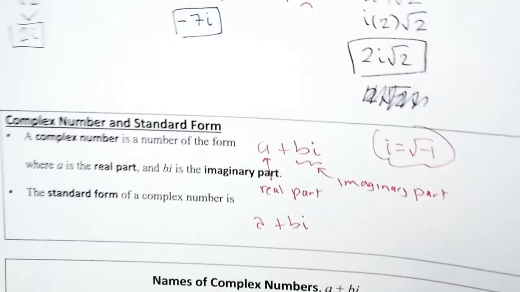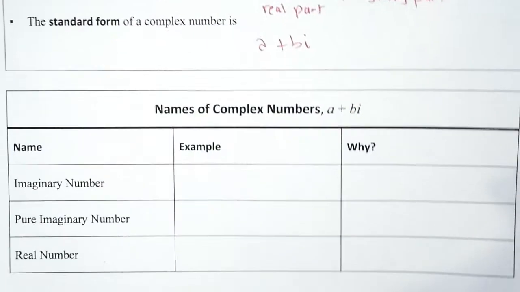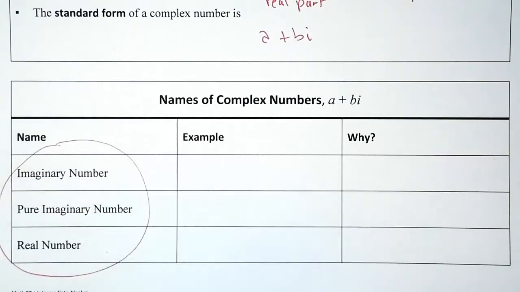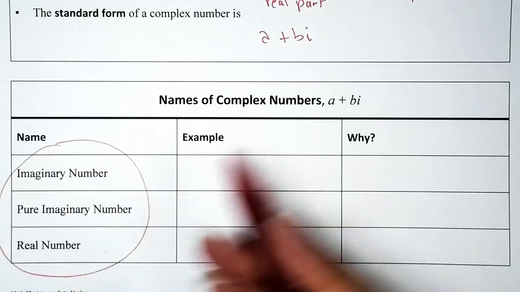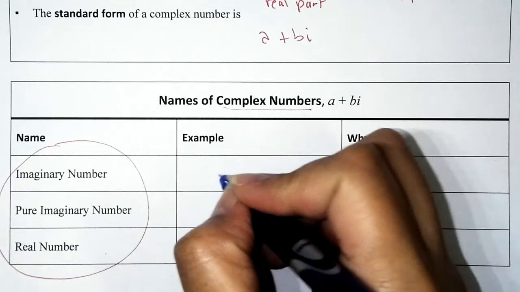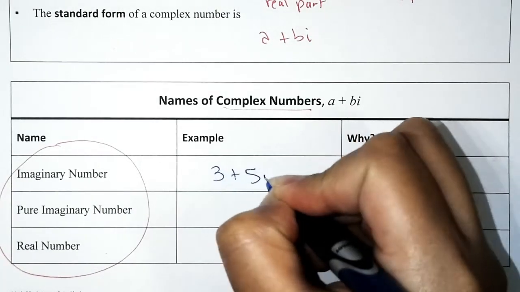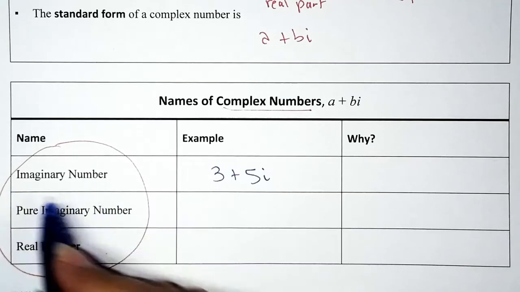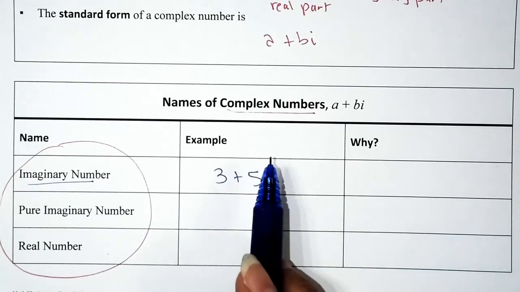Okay, so let's go ahead and look at complex numbers. It says names of complex numbers. So we have imaginary number, pure imaginary number, real number. All of these are complex numbers. But we break it down. When I hear the word complex number, this is what I think: something like 3 plus 5i, something that has an i. Okay, cool. So why is this an imaginary number? Why is this imaginary number a complex number?